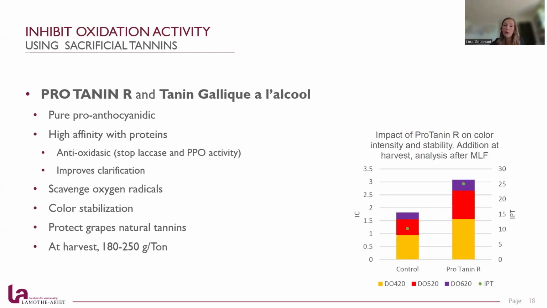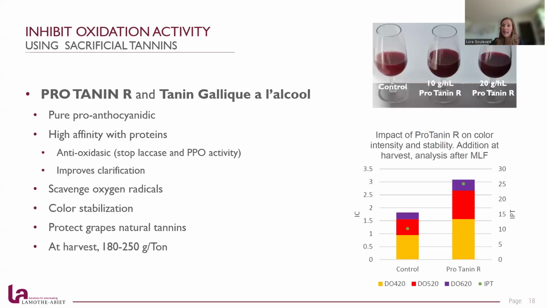It does also stabilize the color because it avoids any oxidation and starts to stabilize the anthocyanins early in the process. So what we see here is the impact of different doses of Protannin R on a red wine. It was on a Cabernet. So you can see that compared to the control, we have a way more intense color and with less oxidation.